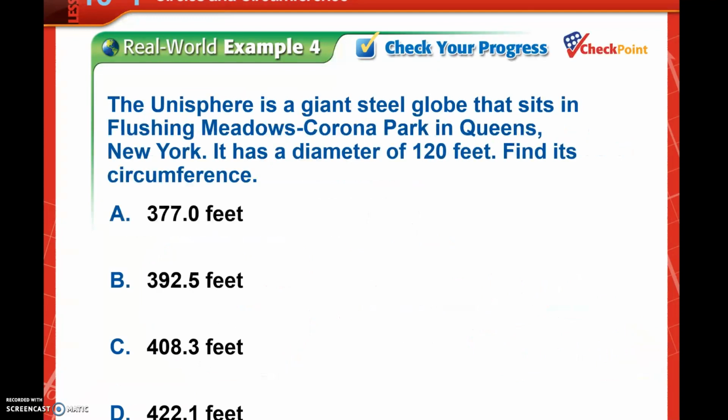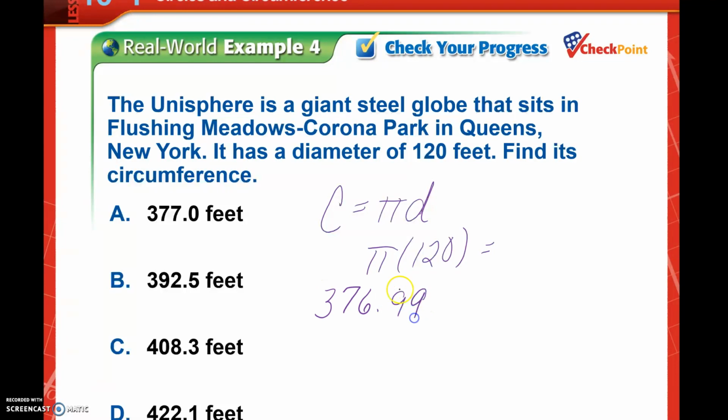The Unisphere is a giant steel globe that sits in the Flushing Meadows Corona Park in Queens, New York. It has a diameter of 120. Find its circumference. The circumference equals pi times diameter. So pi times 120, or 120 times 3.14. 376.99 would be as if I used the pi button. So about 377 feet.